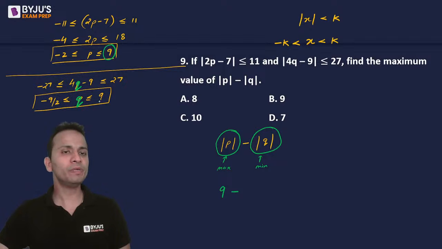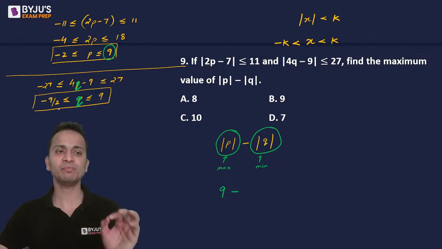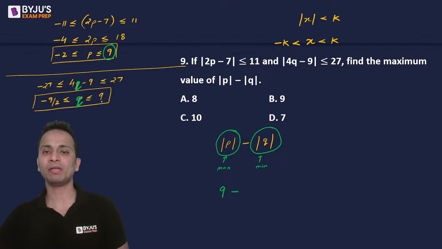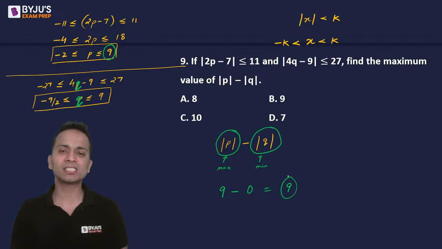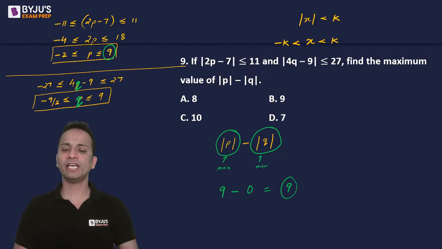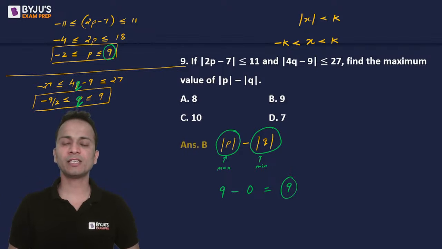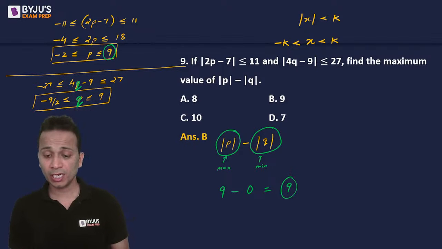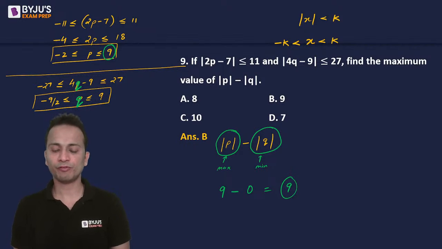Can the value of q be equal to 0? Yes, the value of q can be equal to 0 because it is lying between minus 9 by 2 and plus 9. So the value of q will be 0. That will minimize the value of modulus q. So 9 minus 0, that is 9, will be the maximum value of the given expression. So the correct answer here should be option B, which is correctly given by some of the students.